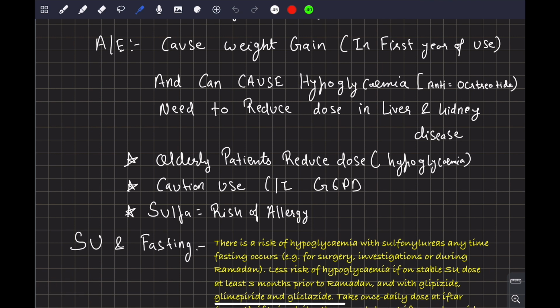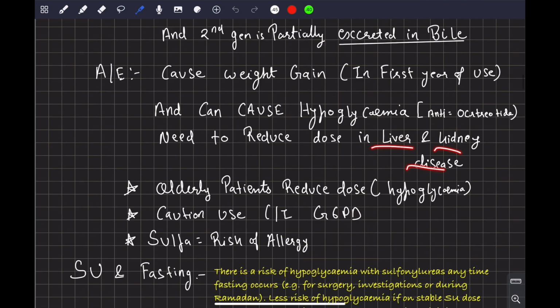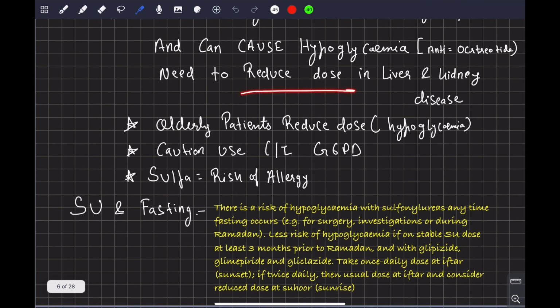Now, as we have learned, it can cause hypoglycemia, and the point to remember here is that to counter hypoglycemia caused by sulfonylurea, we have to give the antidote octreotide, right? This is the high-yield thing to know: for hypoglycemia caused by sulfonylurea, the antidote you will give is octreotide. You need to reduce the dose in liver and kidney disease. As you have learned, it is metabolized in the liver, so we have to reduce the dose in liver and kidney diseases.